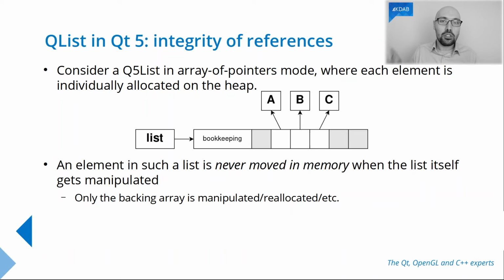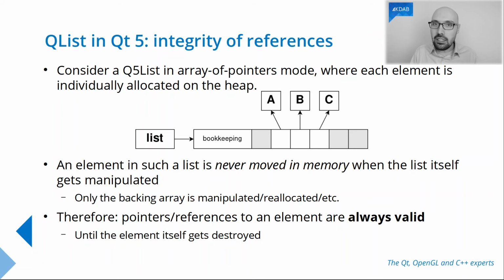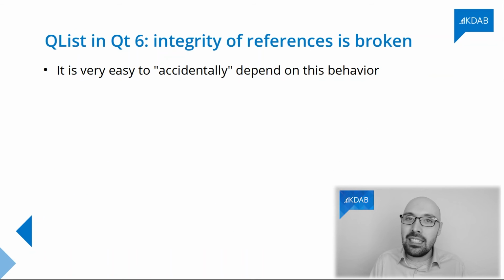Okay, so as long as those objects themselves are alive, as long as you don't erase them or destroy them from the container, they are immovable, I should say. They're mutable, you can modify them, but they don't move in memory. And what is the consequence of this? A consequence is that any reference or any pointer to these objects is always valid, as long as the list itself keeps the object alive. So as long as you don't destroy the list or erase the object from the list, the object is alive in memory. And this is important. Why is it important? Because as a side effect, you may accidentally depend on this behavior.